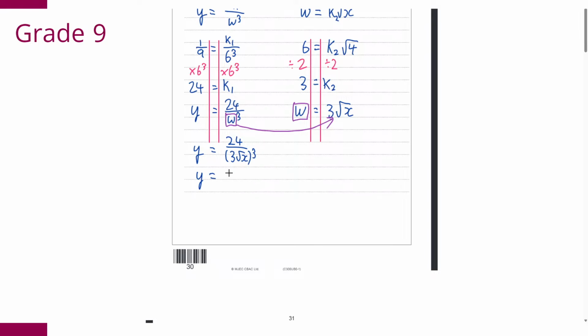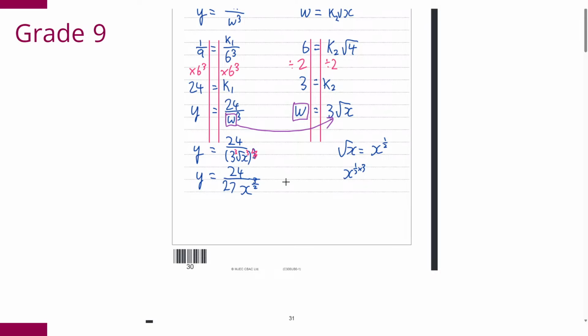So y equals 24 over, and we're going to raise each of these to the power of 3. So it's 3 raised to the power of 3. Again, use your calculator, don't bother trying to do it in your head. 27. And then square root of x to the power of 3. Square root of x is just x to the power of a half, so we're doing x to the power of a half times 3, which would be x to the power of 3 over 2.